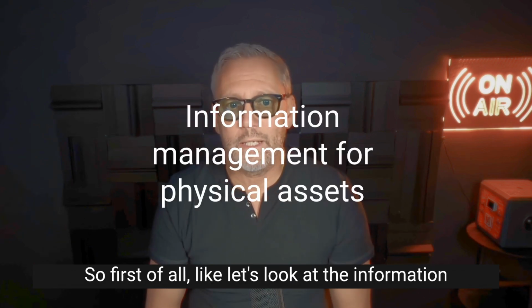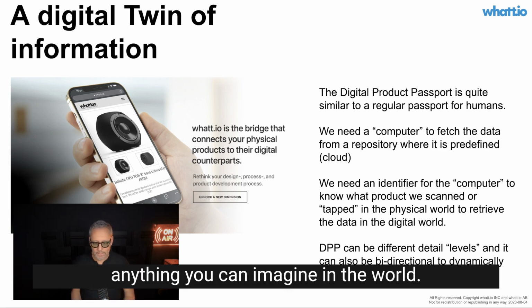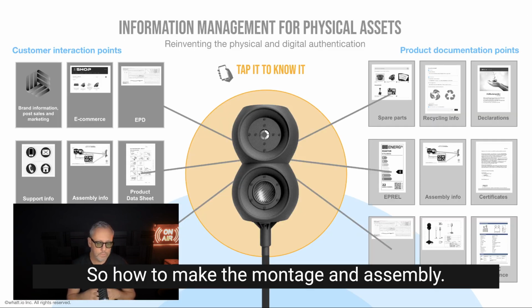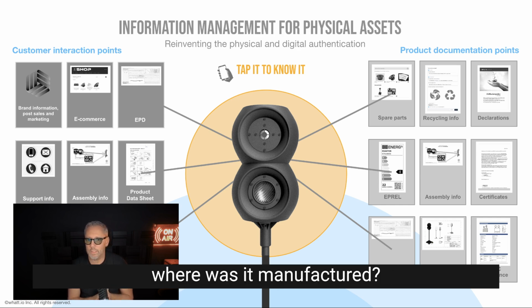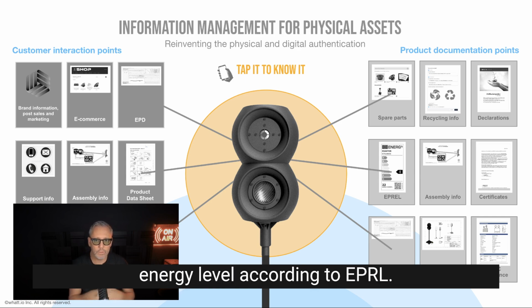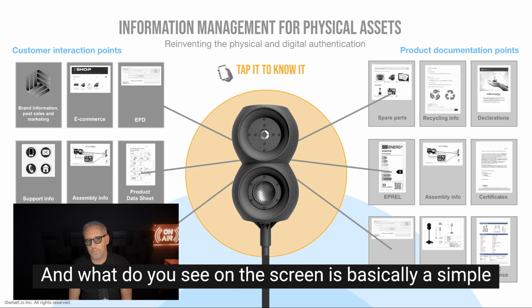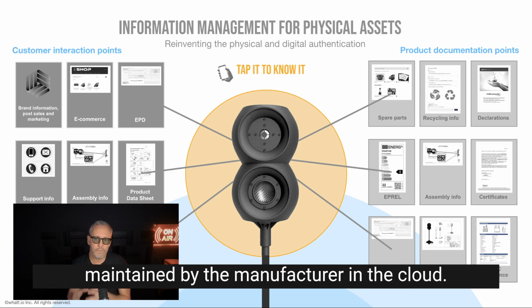First of all, let's look at information management for physical assets. Physical assets today can be anything you can imagine in the world, and there is a lot of information about these assets. How to do the montage and assembly, how to disassemble, how to recycle, where it was manufactured, what the LCA is, what the energy level is according to EPREL, support information and so on. What you see on the screen is a simple overview of potential information assets a DPP can carry. All this information is obviously maintained by the manufacturer in the cloud.